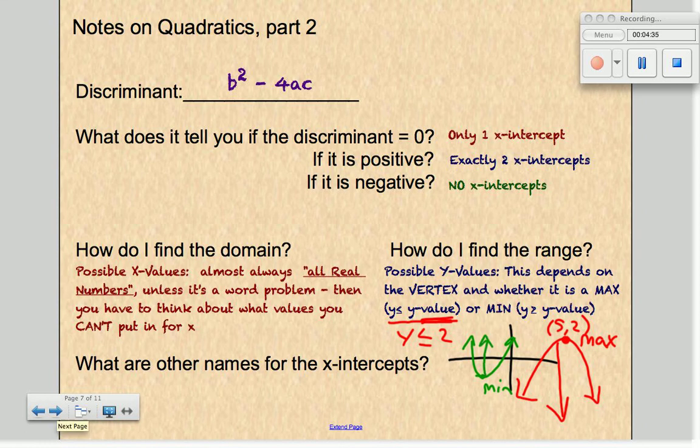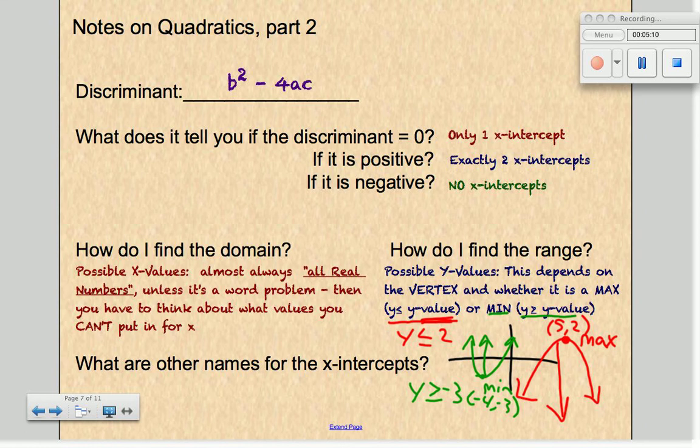Now my y values are this point and anything higher. So when I have a minimum, it's going to be y is greater than or equal to whatever the y value is. So if my vertex here, let's say, was the point -4, -3, my range would be y is greater than or equal to -3. So to get the range, it's important that you know whether the vertex is a maximum or minimum, and then you need to know the y value of the vertex, okay?